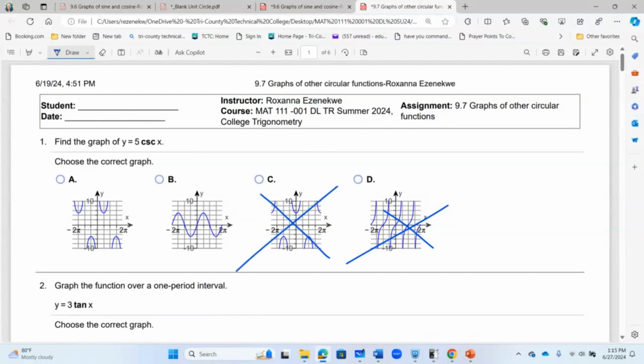It cannot be this. Remember, I'm drawing the cosecant graph. And so it cannot be this. It has to be this. If you try, you can actually graph your cosine curve, sine curve. You will see that it has this, and so on.